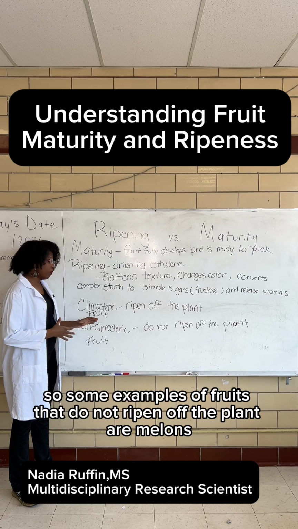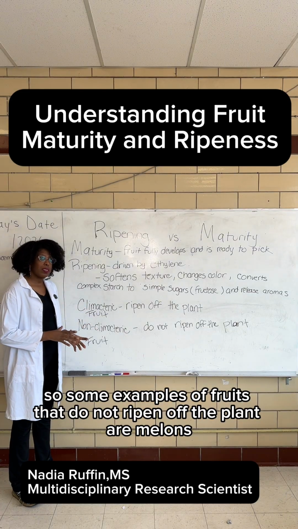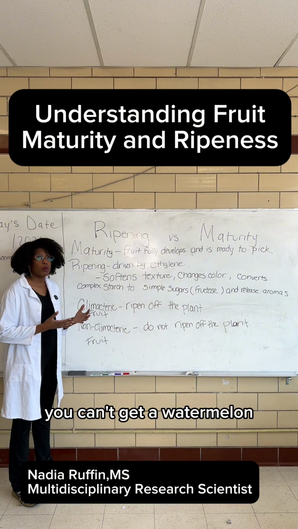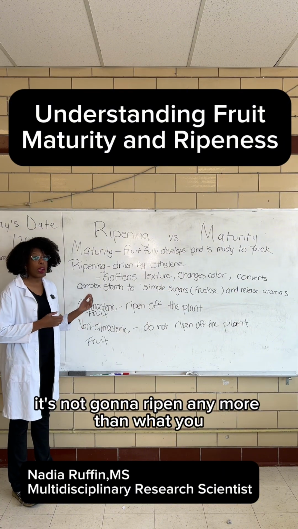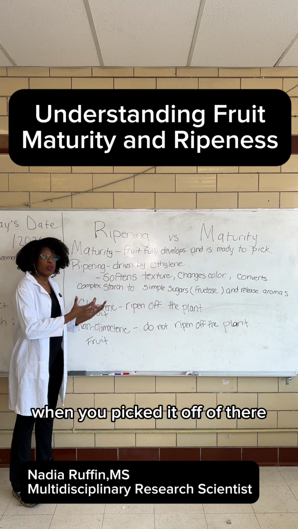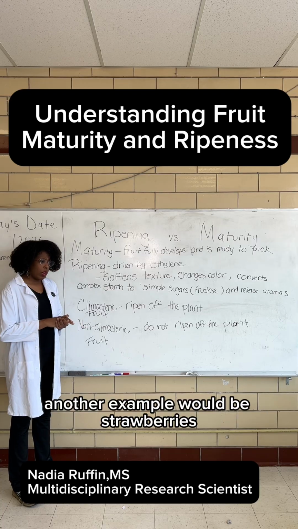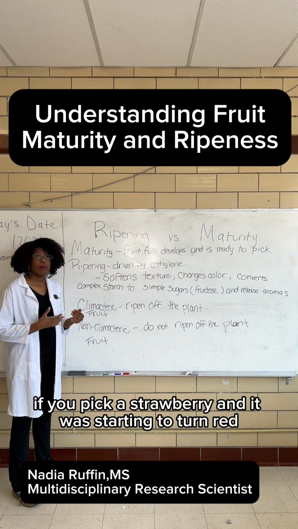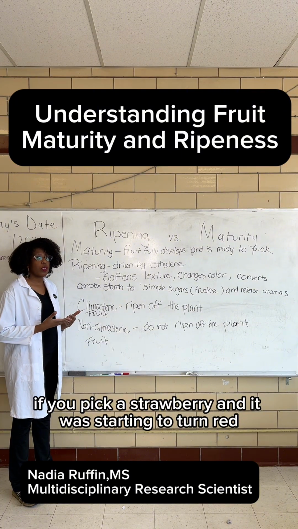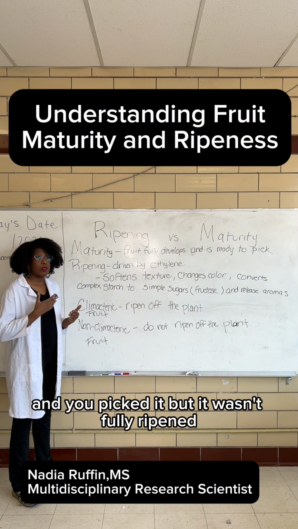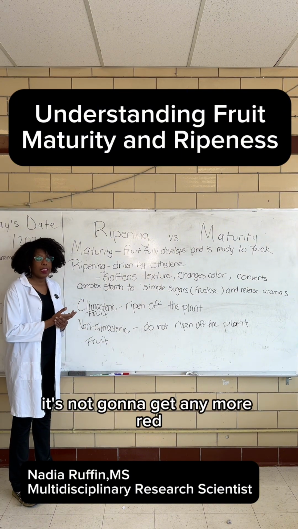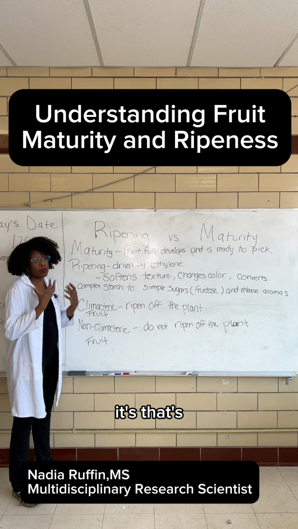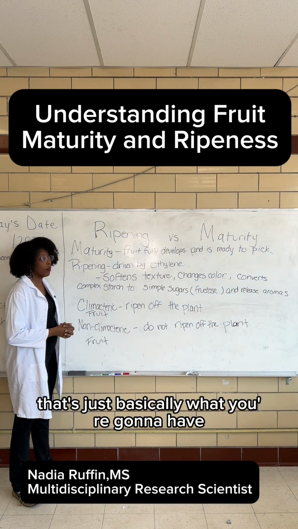Some examples of fruits that do not ripen off the plant are melons. Once you cut a watermelon off, it's not going to ripen any more than when you picked it. Another example would be strawberries. If you pick a strawberry that was starting to turn red but wasn't fully ripened, it's not going to get any more red. It's not going to get any sweeter. That's just basically what you're going to have.